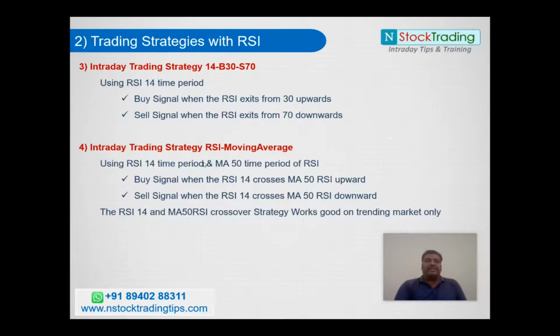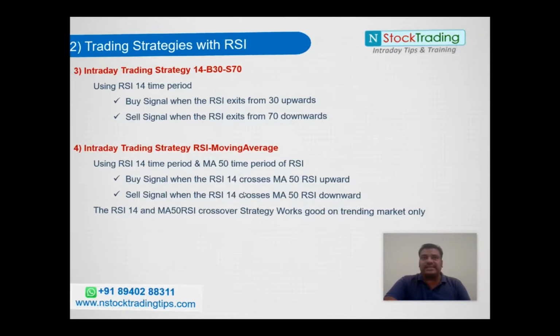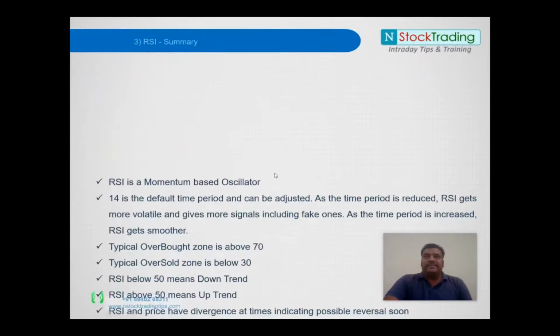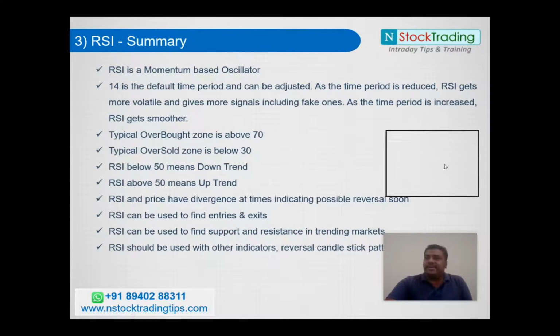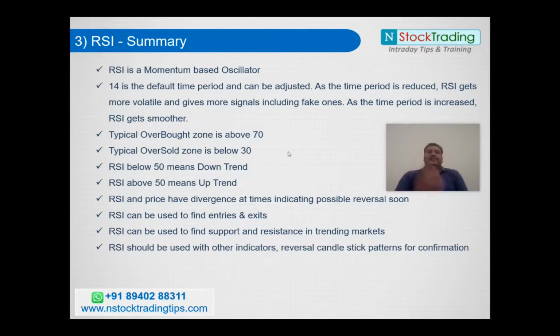And the last one is a combination and a crossover, which is RSI and a moving average 50 of RSI. Whenever there is an upward crossover, it's a buy signal, and then we get a downward sell signal. Okay, I'll just summarize what is RSI now. So all this is what you have been seeing so far today.